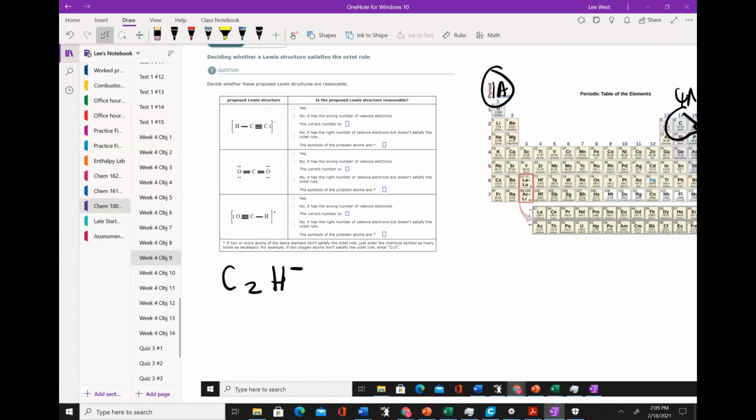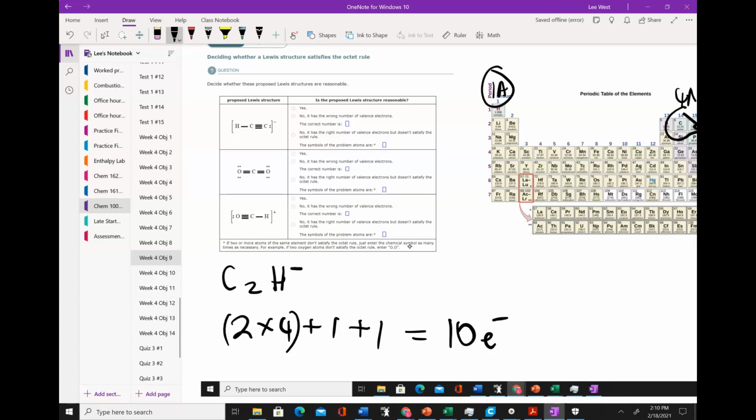Here we go. So our number of valence electrons, we've got 2 times 4 for the carbons, plus 1 for the hydrogen, and then because we've added an extra electron negative to get the negative charge, we have to add 1 in. So 2 times 4 is 8, plus 1 is 9, plus another 1, we've got 10 electrons. So now I need to check how many electrons are actually in this diagram.